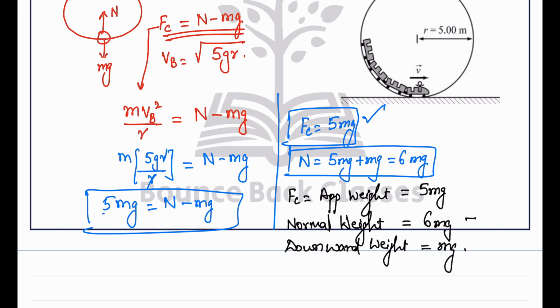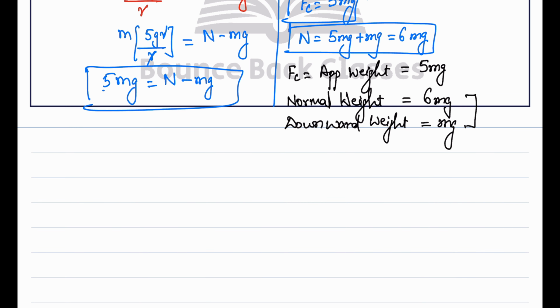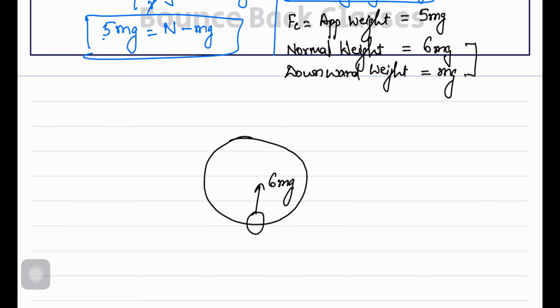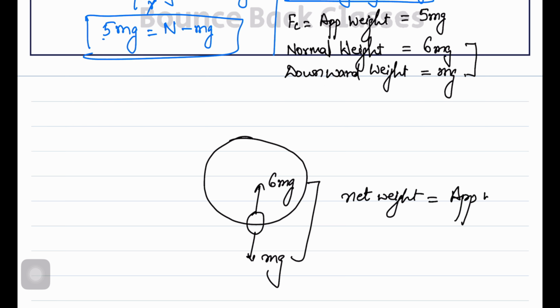So now you understand what is the meaning of apparent weight. Just try to understand. Let's say this is a circle. A body is trying to go up with 6 mg. One is trying to go down with the mg. So what should be the net weight? Net weight, which is equal to apparent weight, which is Fc, 5 mg. Clear, guys? Okay, hope you understand this one.